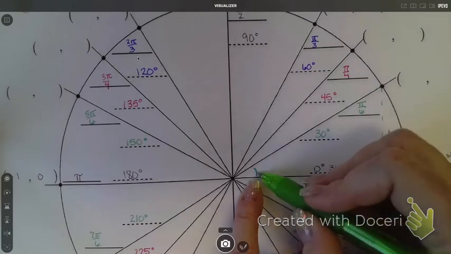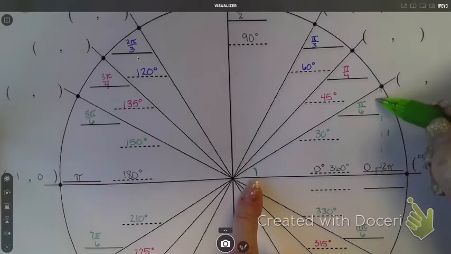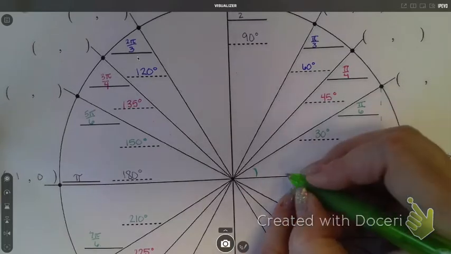So if this is 30 degrees, what angle is this? That's 60. What's the ratio across from 60? Square root of 3.